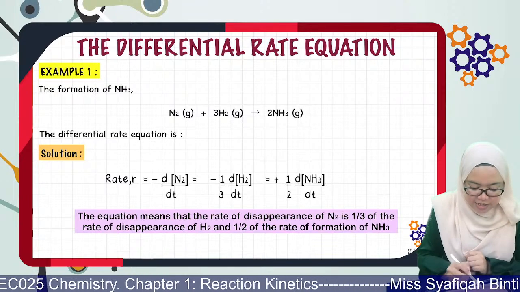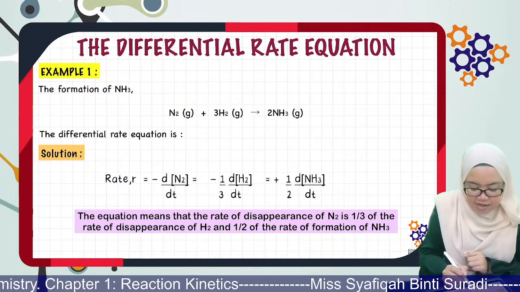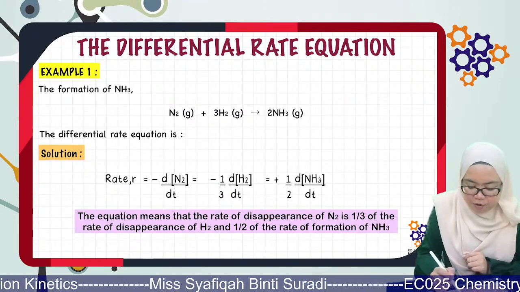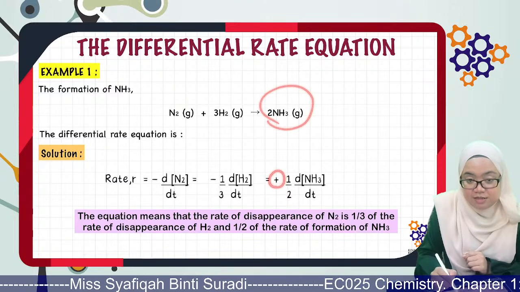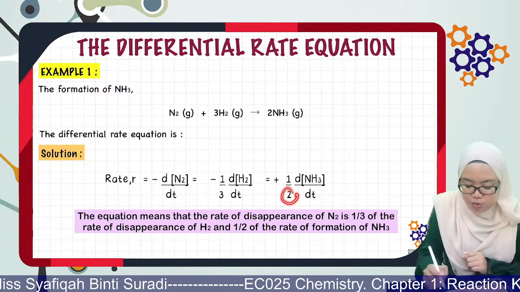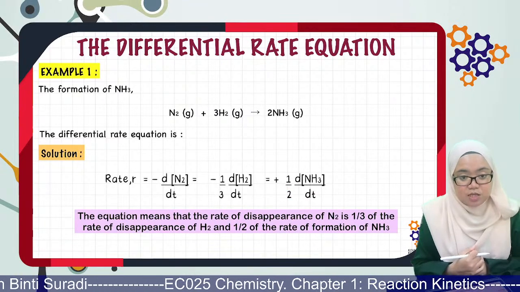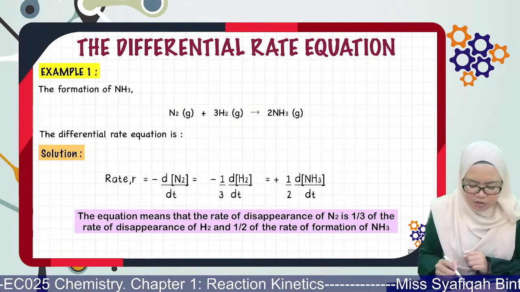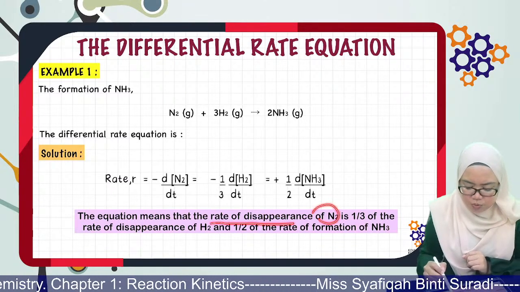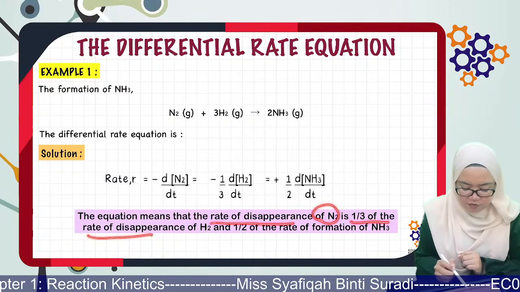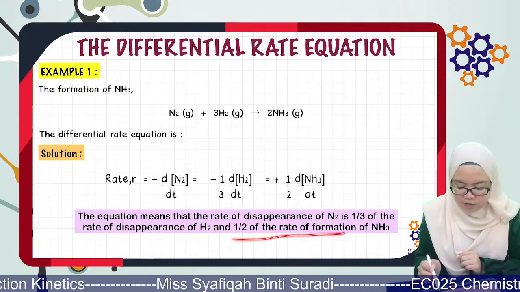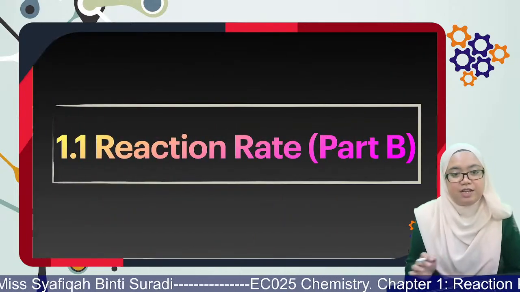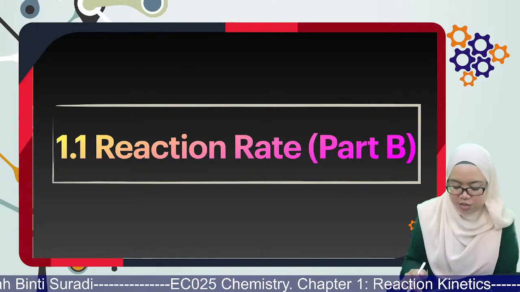Alright, so this is the example on how you write the differential rate equation for this question. So rate is equal to negative dN2 over dt, negative 1 over 3 because it has the stoichiometric coefficient 3 here, and then positive because this is product, positive 1 over 2 dNH3 over dt. So the differential rate equation here means that the rate of disappearance of N2 is 1 over 3 of the rate of disappearance of H2 and 1 over 2 of the rate of formation of NH3. Alright, so we have done part A, which covered differential rate equation.